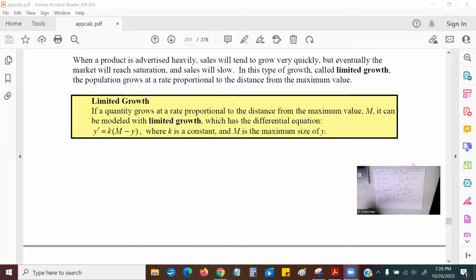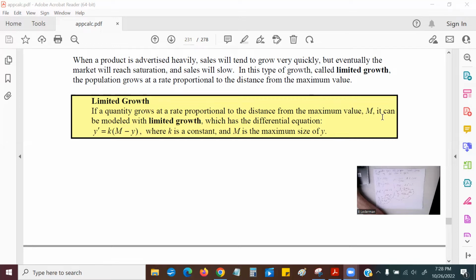The first day or the first week, zillions and zillions of people are seeing it, but then it kind of dwindles down. So that's limited growth. For limited growth, the quantity grows at a rate proportional to the distance from the maximum value. In other words, it reaches some maximum value, m. So m is the most it could be.